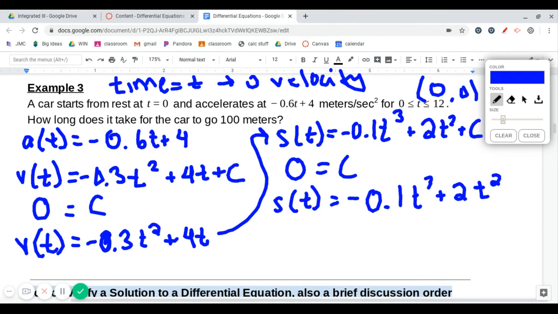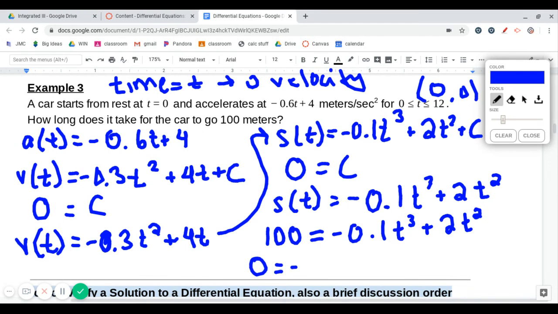Now, our question is, how long does it take the car to go 100 meters? Remember that s of t is the distance traveled. So we'll plug in 100 there, and then we're going to look for t. So 100 equals negative 0.1t cubed plus 2t squared, which means that 0 equals negative 0.1t cubed plus 2t squared minus 100.